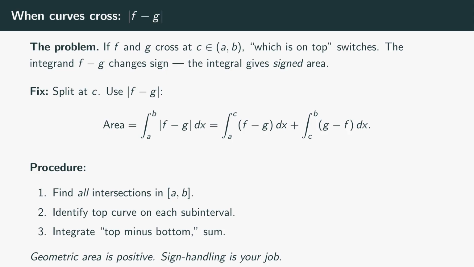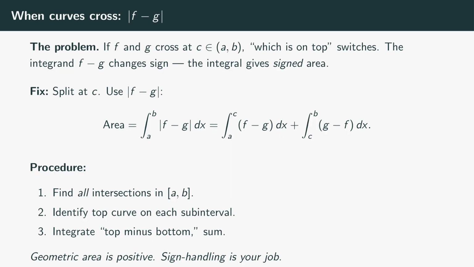Here's a wrinkle. What if the two curves cross somewhere inside the interval, not just at the endpoints? Then on one side of the crossing, f is on top, on the other side, g is on top. The expression f of x minus g of x changes sign. If you just plug into the integral from a to b of the quantity f minus g dx without thinking, the integral computes signed area.